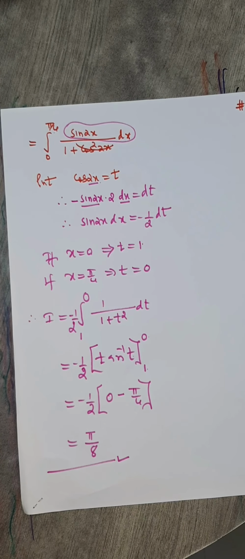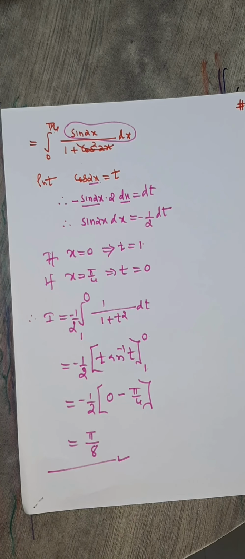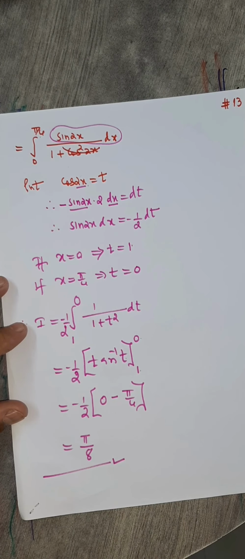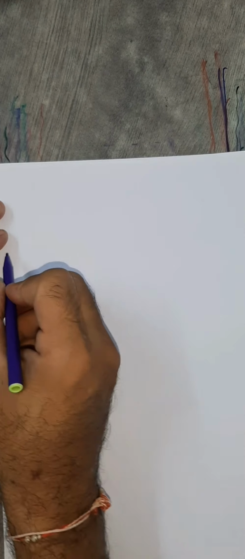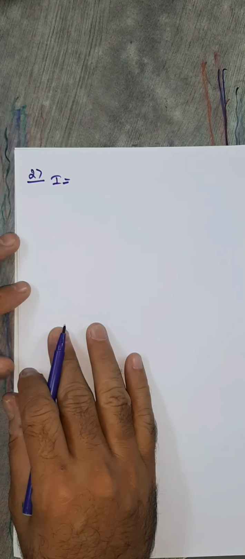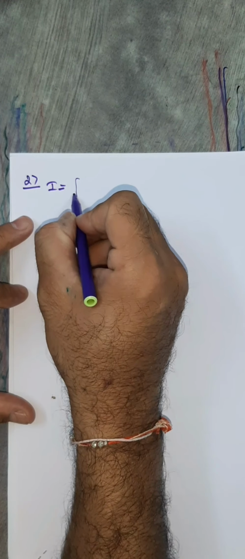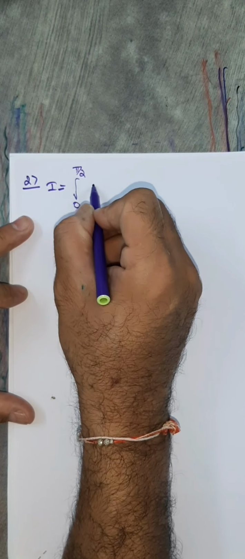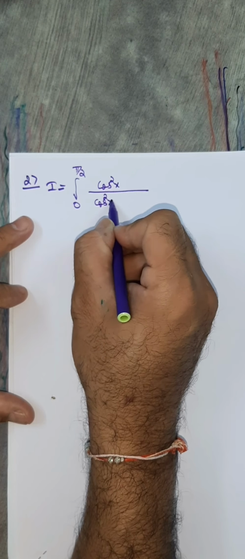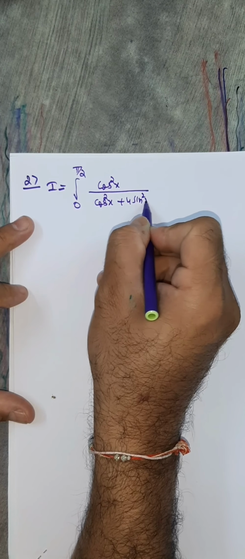Now we go to the next question number 27. I equals integral 0 to pi by 2 cos square x upon cos square x plus 4 times sine square x.